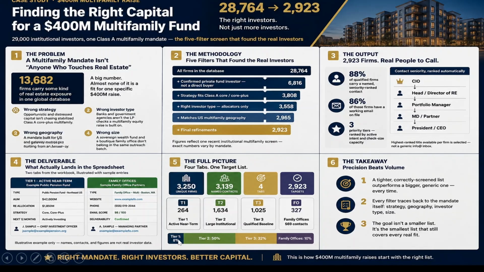Tier 1, 8%. Those are the ones that, if you didn't go to anybody but them. Tier 2, 50%, Tier 3, 32%, and family offices make up about 10%. So the takeaway is precision beats volume.